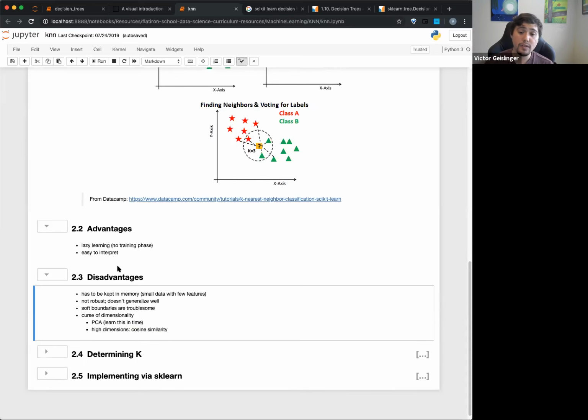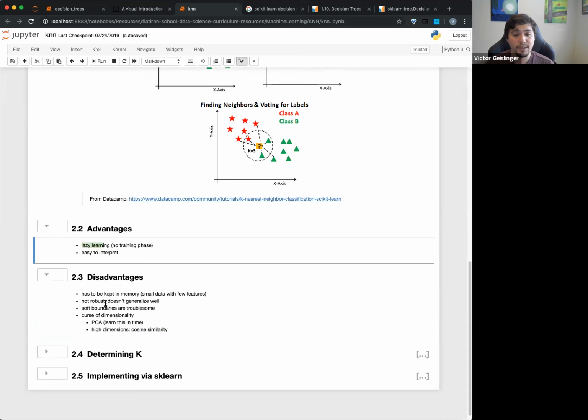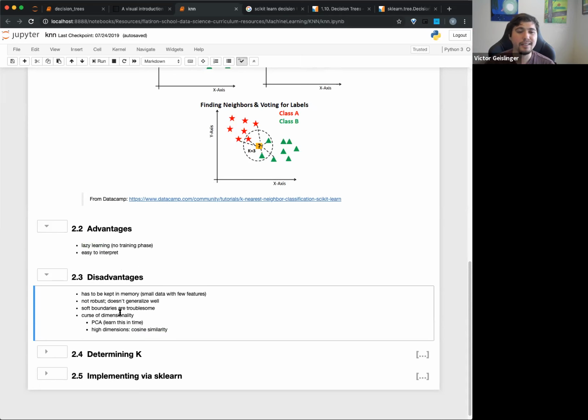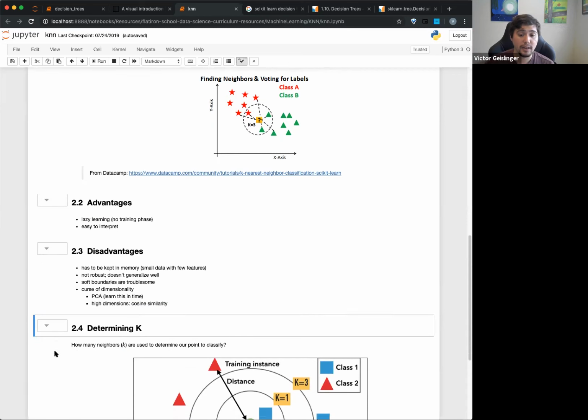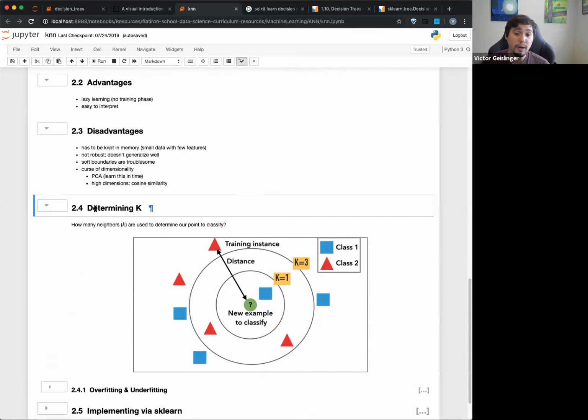Okay, so those are the advantages and disadvantages. Again, it's really easy to implement and really easy to interpret, but the data has to be kept in memory. It's not robust. It's got some extra issues in there. So it's not the best one here. One of the hardest parts too is determining how many neighbors you actually consider.